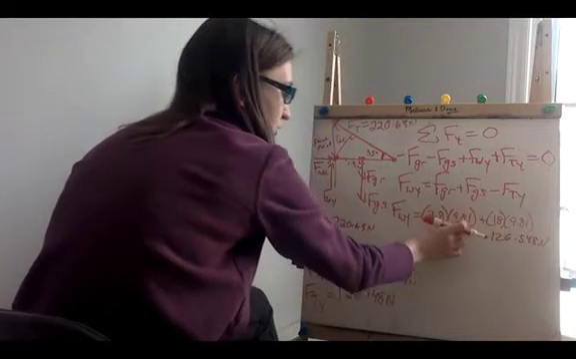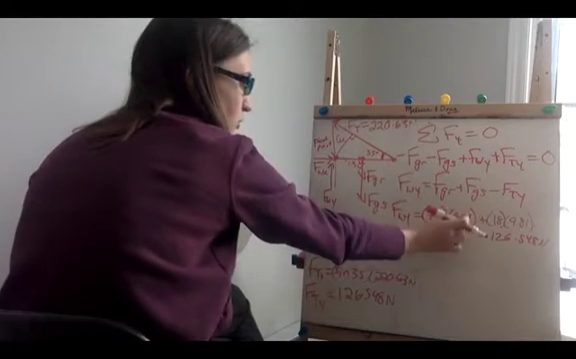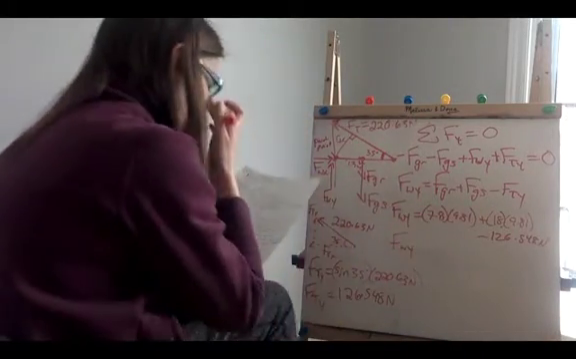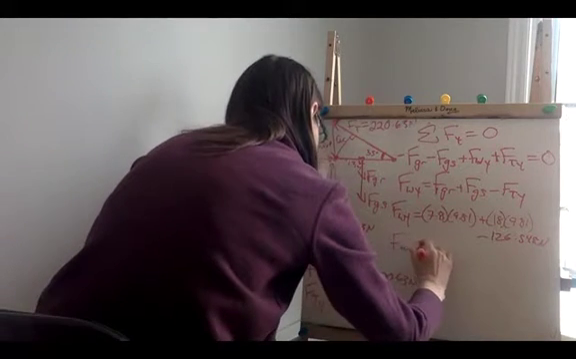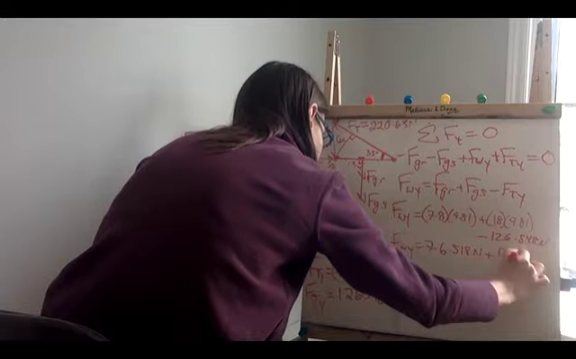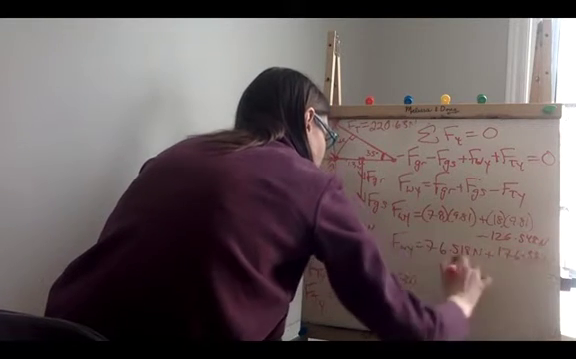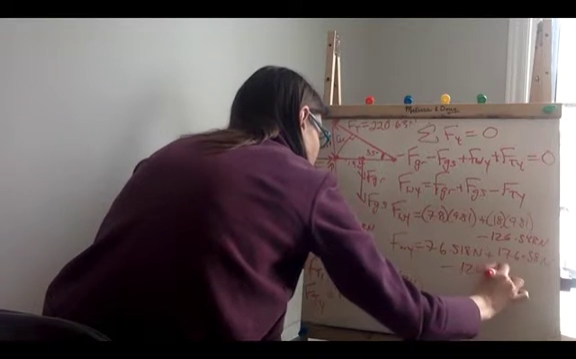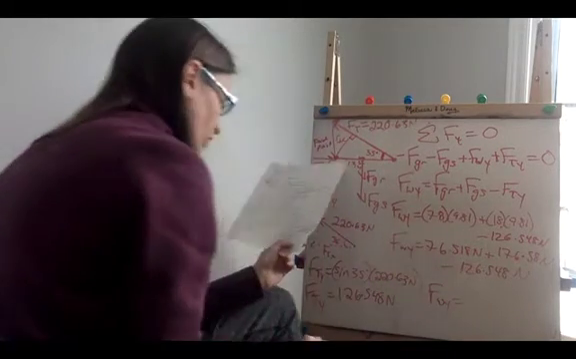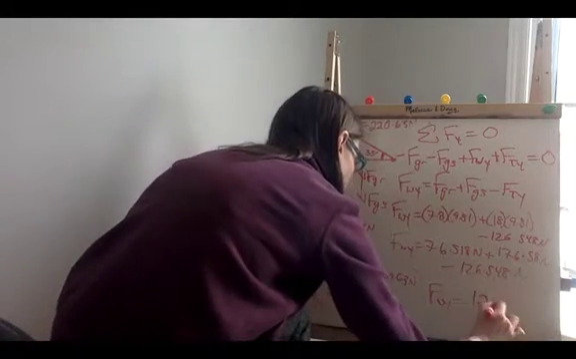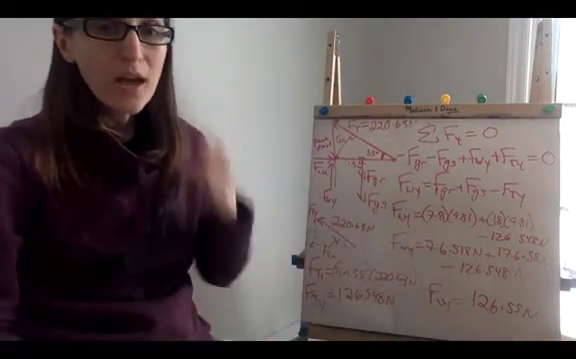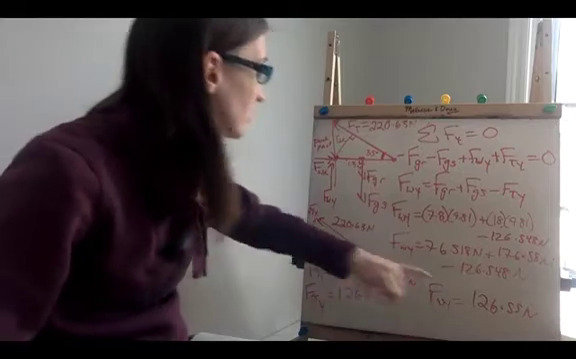That would be kilograms multiplied by your acceleration, so newtons, newtons, newtons. So your force of the wall in the y ends up being 76.518 newtons plus 176.58 newtons, and then minus the 126.548 newtons. So altogether, your force of the wall in the y direction is 126.55 newtons.